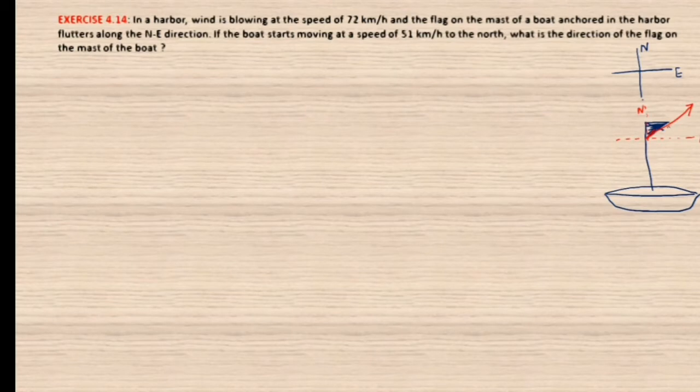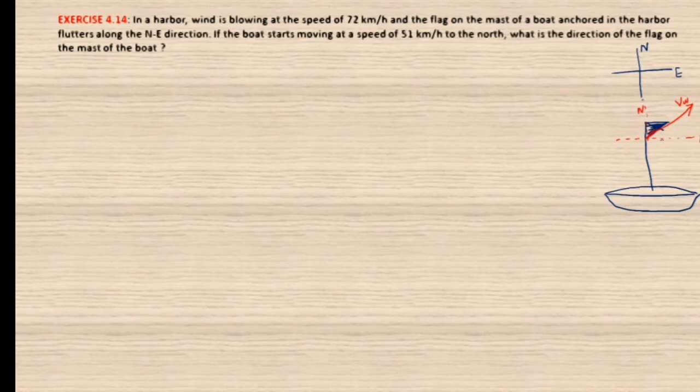What is the reason for that? The reason is that the wind is blowing in that direction, right? So this is actually the direction of the velocity of the wind. The question is talking about the flag fluttering in the northeast direction, and the reason for that is that the wind is blowing in the northeast direction.